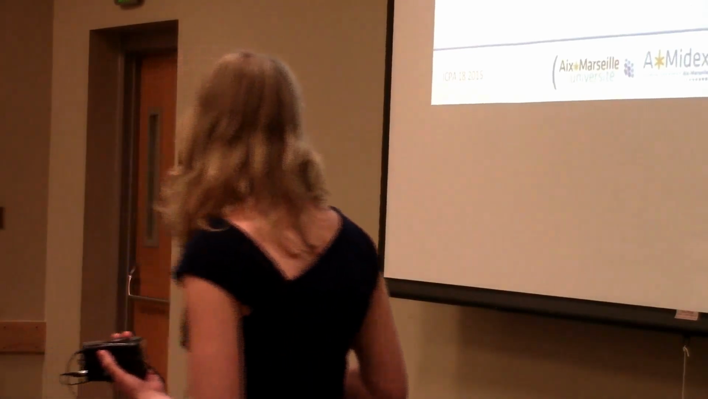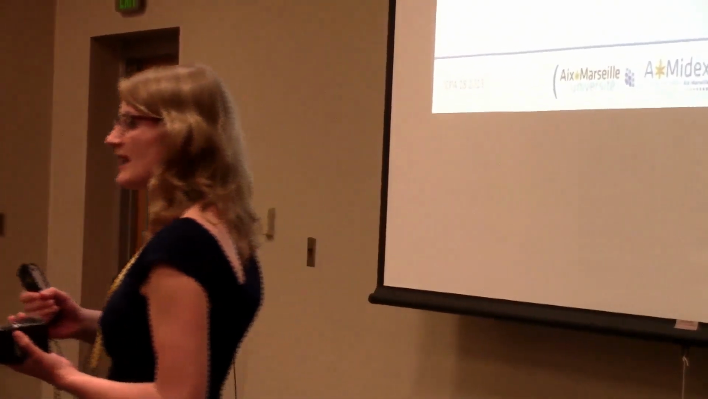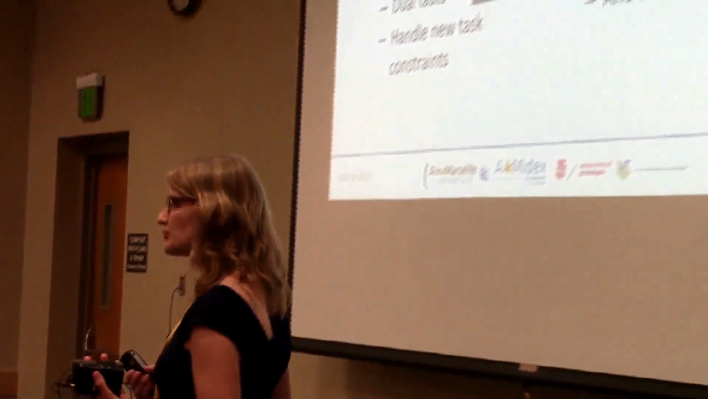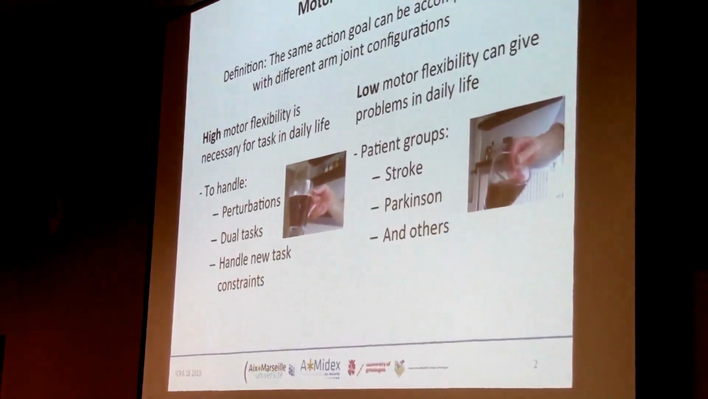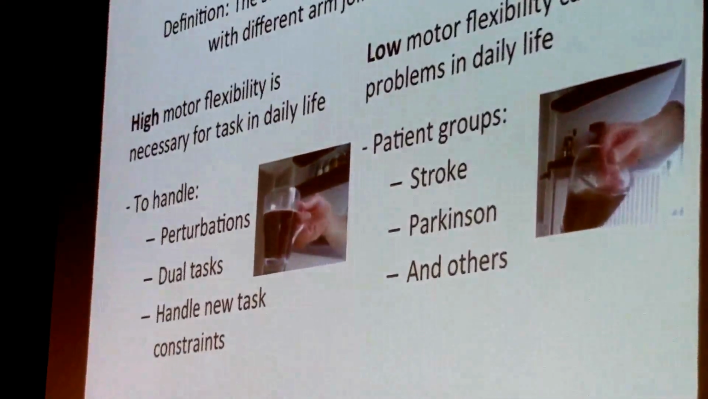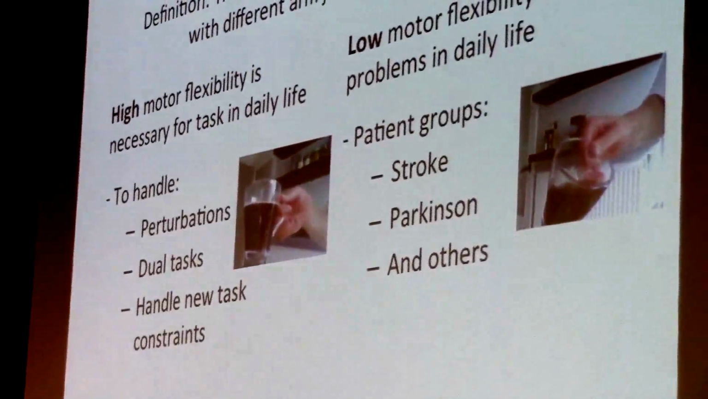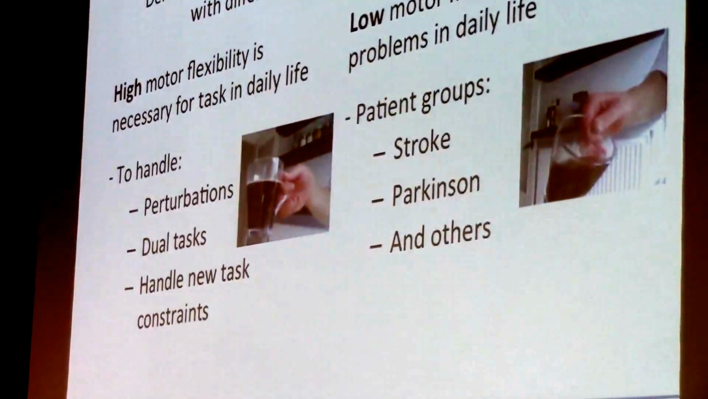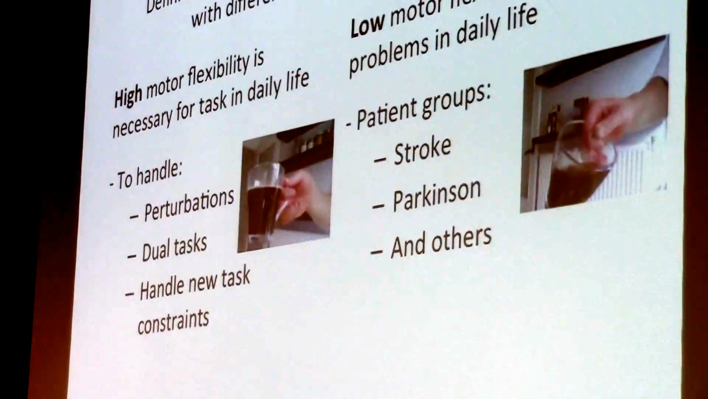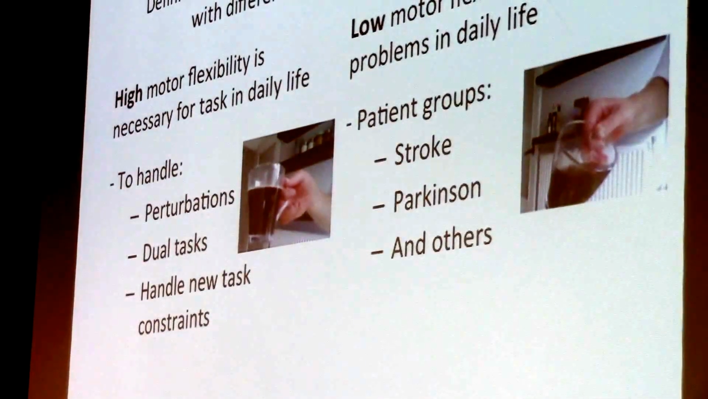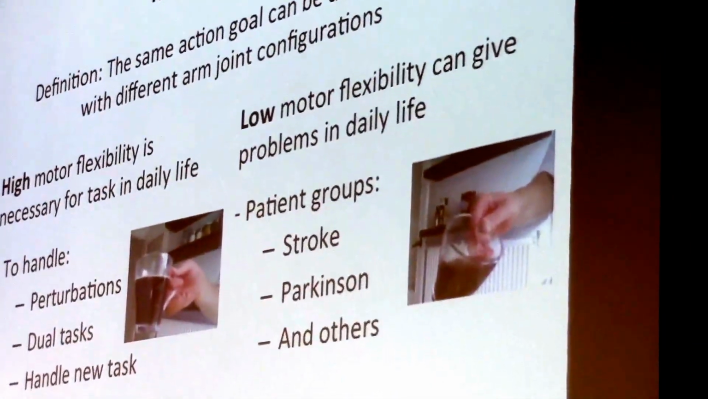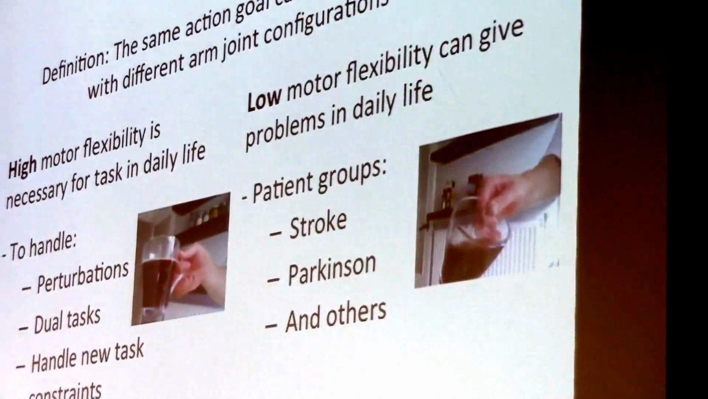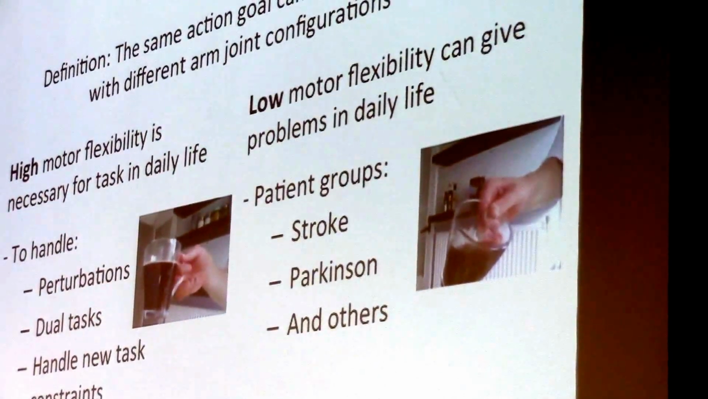If you, for instance, want to hold a cup and you're walking, then it's nice if you can change your joint angle configurations to keep the cup of coffee in a good position so that you don't spill. And it's also good for perturbations and to handle task constraints. And if you have low flexibility in daily life, it might give problems, because then if you walk with the cup, you might spill. And there are several patient groups, like stroke patients and Parkinson's patients, which have low flexibility.